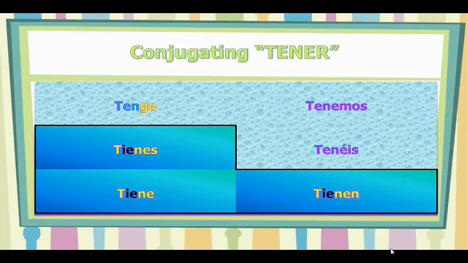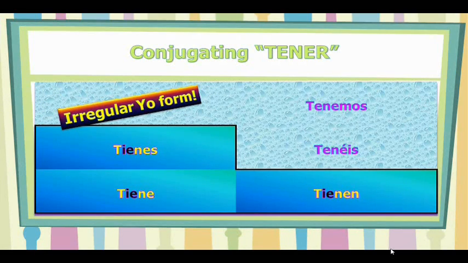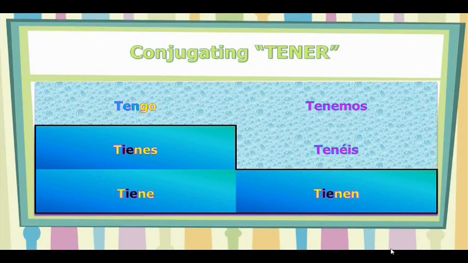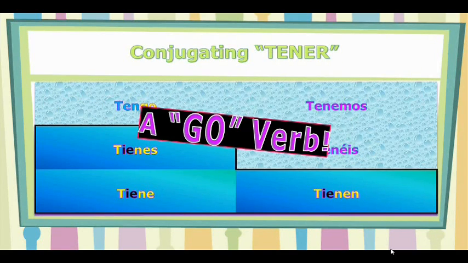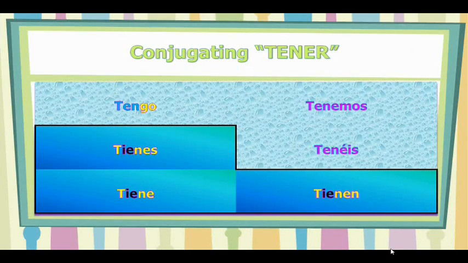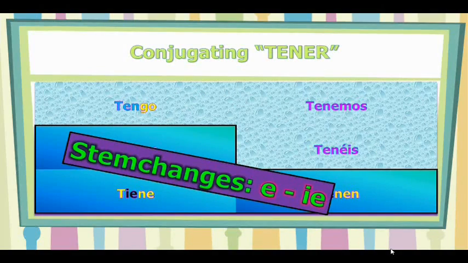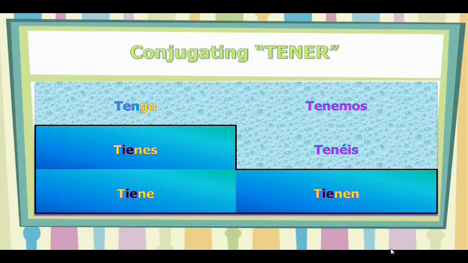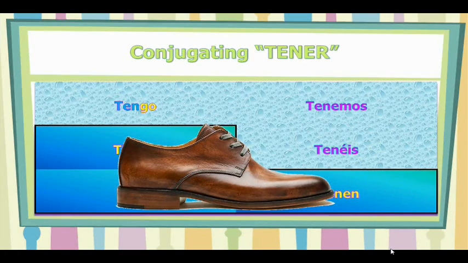In the yo form, like I said, it is irregular. It's an irregular yo form because instead of just adding an o, you add a go. So it's called a go verb. Also, it is a stem-changing verb. Stem changes from e to ie in all these three forms: the tú form, the él, ella, usted form, and the ellos, ellas, ustedes form. When you draw a box around the conjugation forms that change, it looks like a shoe. So you can think of these verbs as shoe verbs.